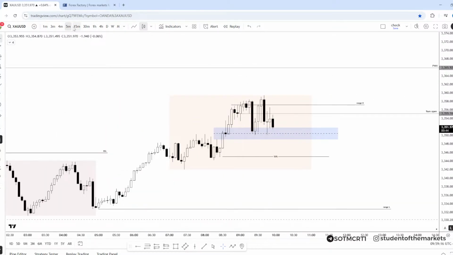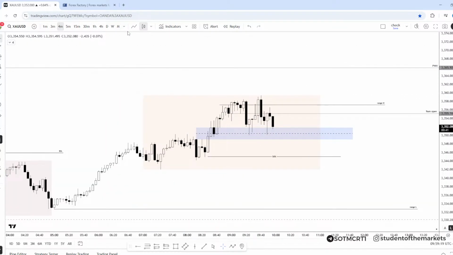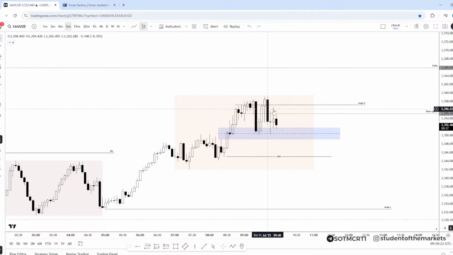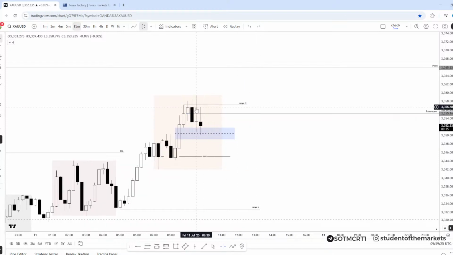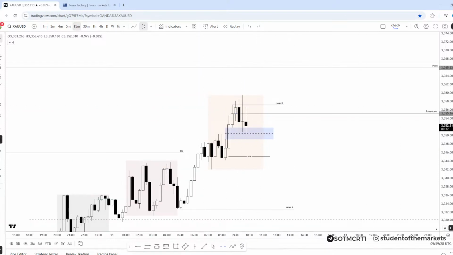Even on the 5 minutes, if you are to enter the trade, there is no PD array that you can enter from. There is nothing you can take a trade from here. For me at least, there is nothing yet. I have 1 more hour for my session, and that's how I overcome over trading and over risking, by just waiting for my setup.